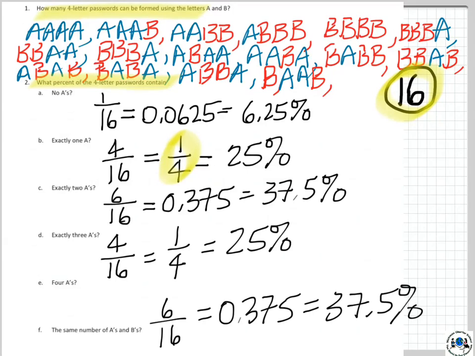And then the same number of A's and B's was 6 out of 16, which is 37.5%. Okay? And did we do all those? There's A, B, C, D, E. Did I miss one? I feel like I might have missed one. Let me just see here. I'll be right back.